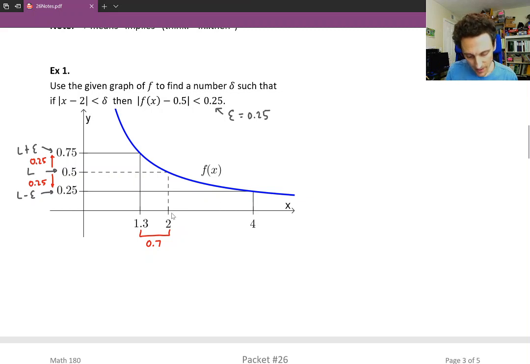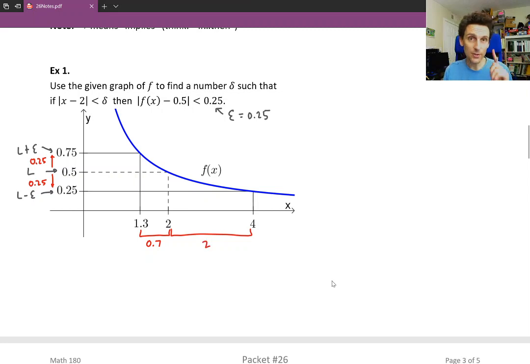On the right side, if we go from 2 to the right, it looks like we get to 4. 4 is going to be the farthest out that we can go if we're moving our x values to the right. If you go a little bit farther than 4, you're going to stray too far away, and your y values are going to be too far from 0.5. They're not going to be within epsilon. They're not going to be within 0.25 of 0.5. So the safe zone is right here. It's 0.7 to the left, and it looks like 2 to the right.